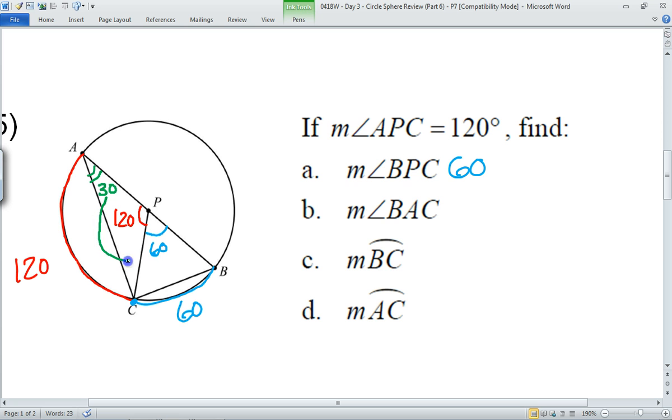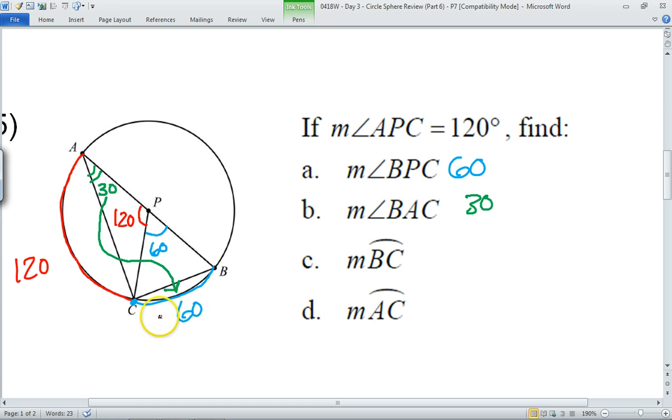Why? Because we're looking all the way over at this arc. The arc is 60. It's an inscribed angle, so it should be half. All right? I heard a couple people saying that. Does everybody see why it's 30? Yes. Okay, so that's half, so that'll be 30. What about arc BC?